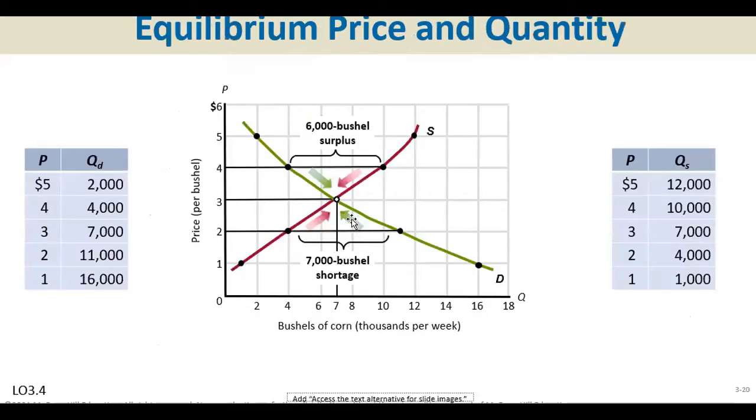So the equilibrium, as I pointed out before, you have the demand curve and the supply curve, and you see that there's an intersection here where both cross. At this point, we have the equilibrium. We have an example here: the equilibrium is where we have 7,000 bushels per week at a price of $3. Anything outside of that is going to generate a shortage or a surplus.